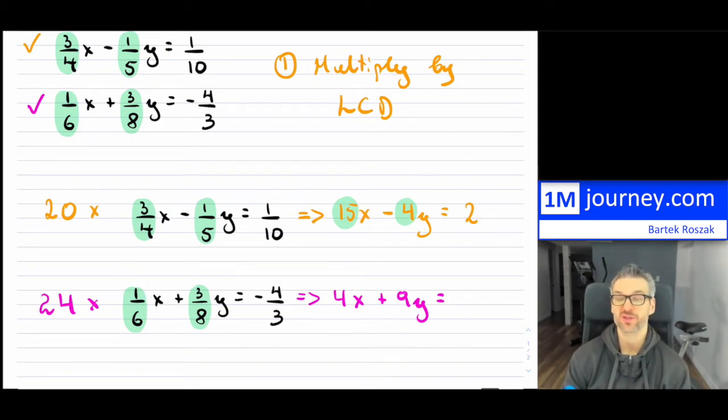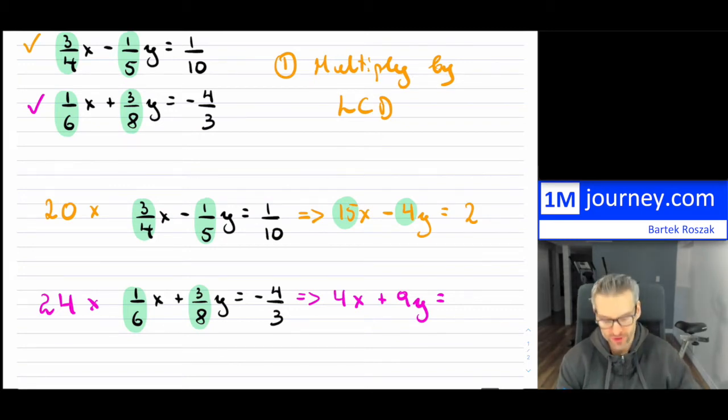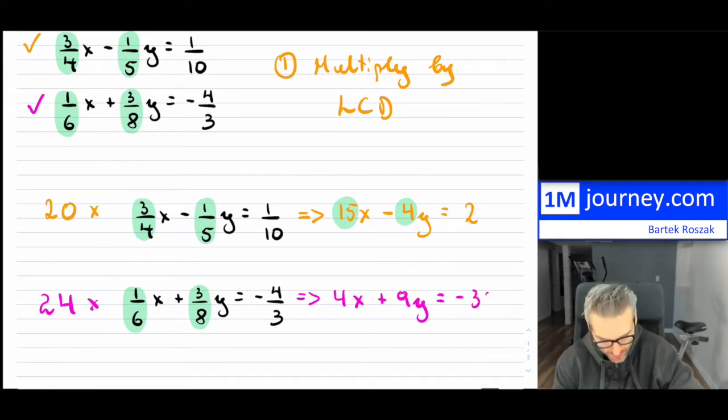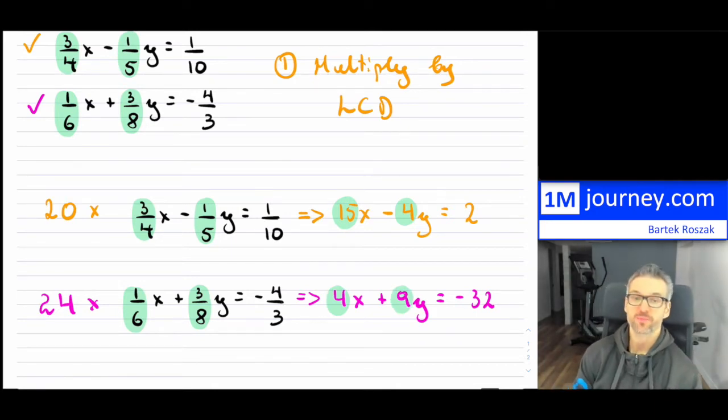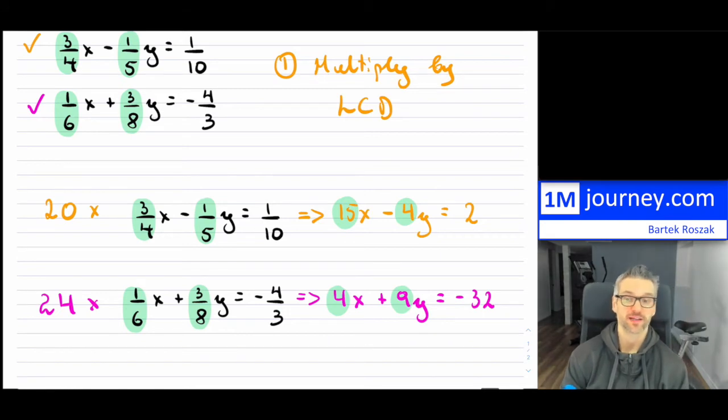Well, 3 goes into 24, and it goes in 8 times. So 8 times 4 is going to be 32. So negative 32. So now notice what you've done is you've gotten rid of your fractions. Now, you may still have a fraction on the right-hand side. It just so happened in this case we didn't. But at least your coefficients are just integers.